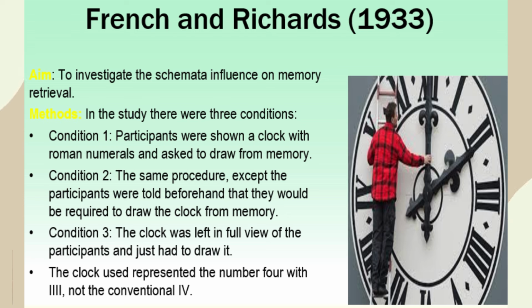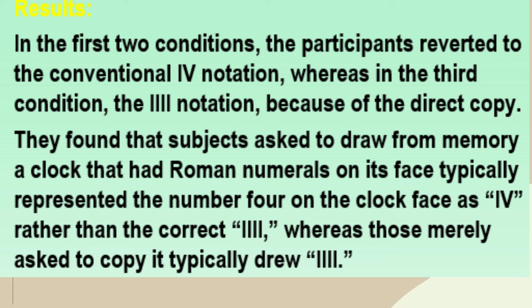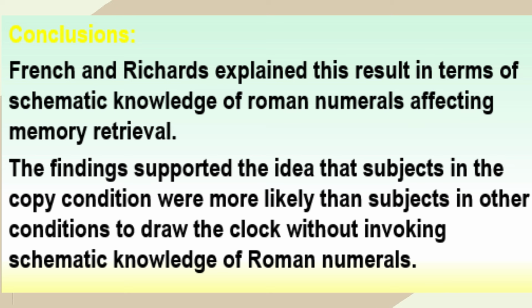Okay, so the results were that in the first 2 conditions, the participants reverted to the conventional IV notation, whereas in the third condition, they used the 4-line notation because of the direct copy. They found that subjects asked to draw from memory a clock that had Roman numerals on its face typically represented the number 4 on the clock face as IV rather than the correct IIII. Whereas those merely asked to copy it typically drew IIII. So the conclusion is that French and Richards explained this result in terms of schematic knowledge of Roman numerals affecting memory retrieval.